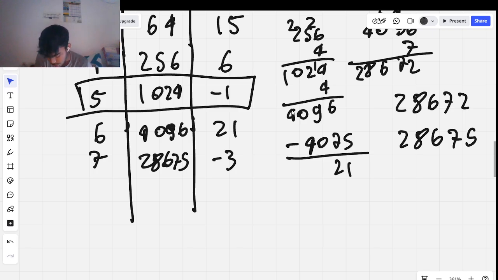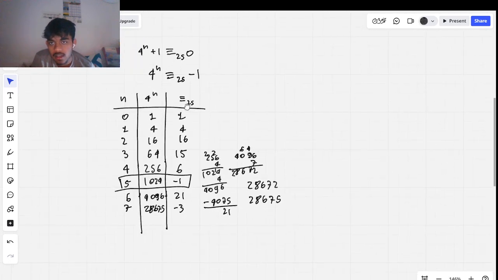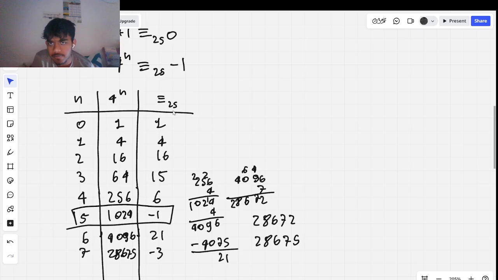So what's so special about 5? What is so special about 5? Perhaps that it is congruent to minus 1 modulo 25. Sorry, that is congruent to modulo minus 125. Mod 25. I am just speaking gibberish right now.